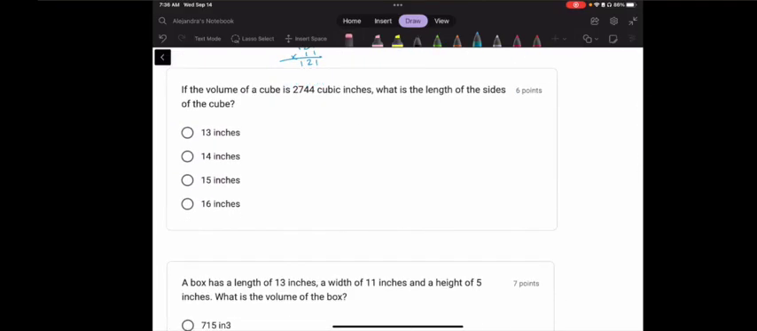If the volume of a cube is 2,744 cubic inches, what is the length of the sides of the cube? So volume of a cube is equal to length times width times height, but in a cube, all the measurements are the same, so that's the same thing as length times length times length. Given that the volume is 2,744, I need to find a number that if I multiply by itself 3 times, I'm going to get 2,744.